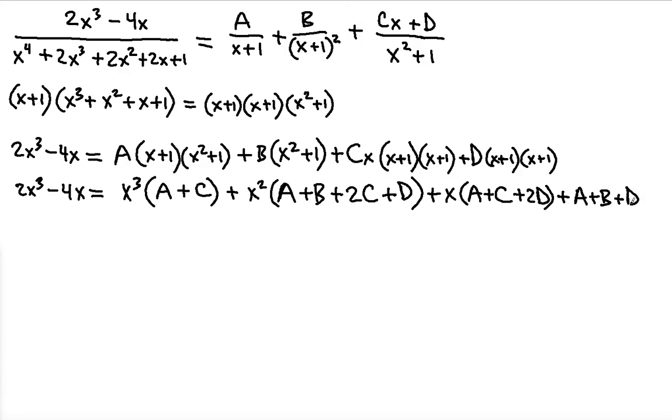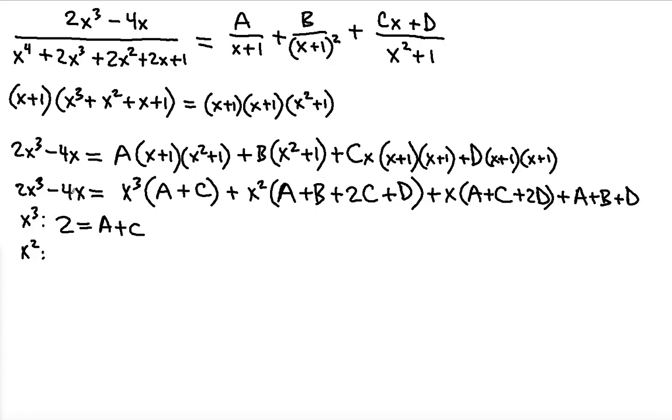So plus that. Okay, so now we can compare coefficients for the respective x powers. Start with the highest power, x to the third. We have a coefficient of 2. So 2 will be equal to whatever is going to be multiplied to the x to the third power. And this is going to be this, right? A plus c. So a plus c is equal to 2.